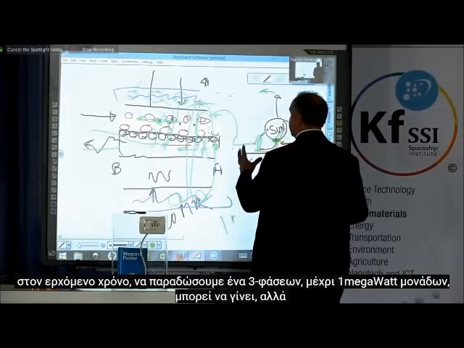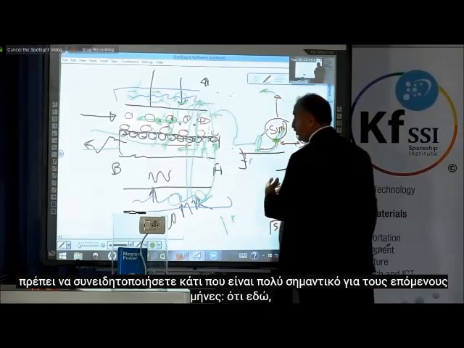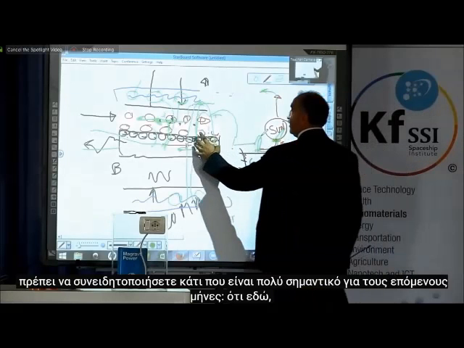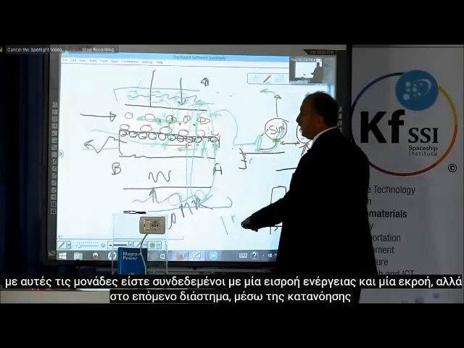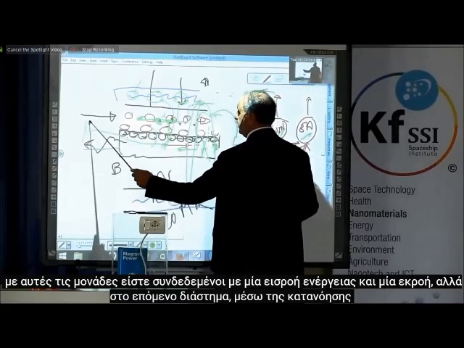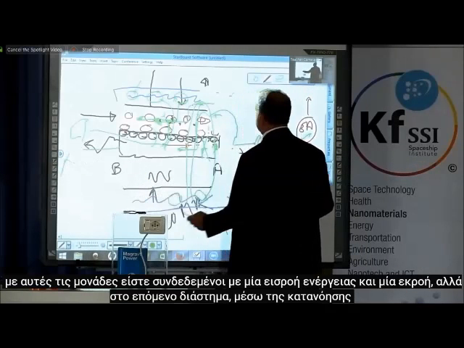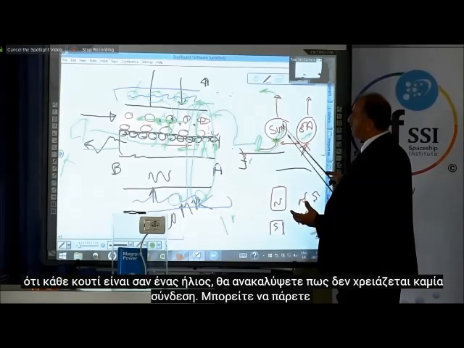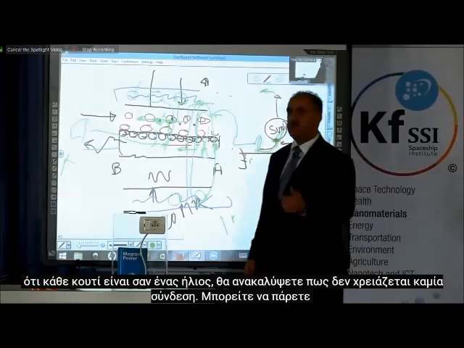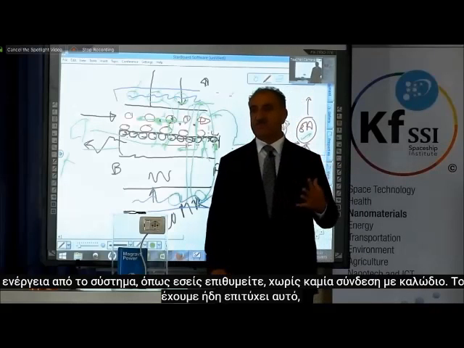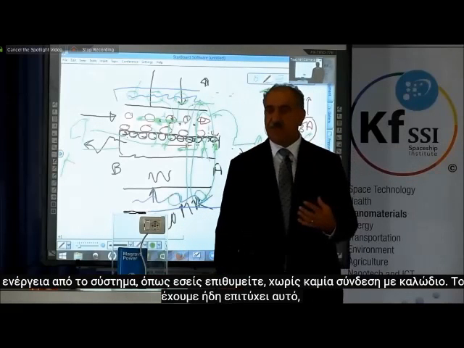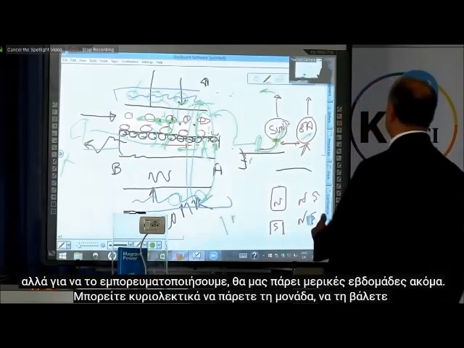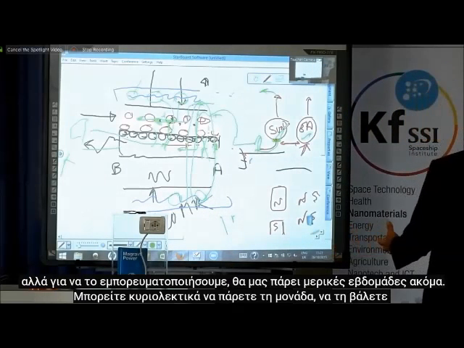In a coming time, we'll deliver 3-phase units up to 1 megawatt. But you have to realize something very important in the coming months: at least with these units, you are connected to an input and an output. But in the coming time, understanding that each box is like a sun, you will find out you don't need any connections. You take energy from the system as you wish without any wire connection. We already achieved this, but to commercialize it takes a few more weeks.